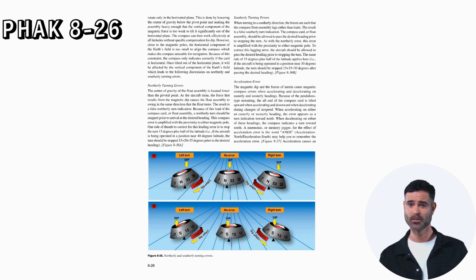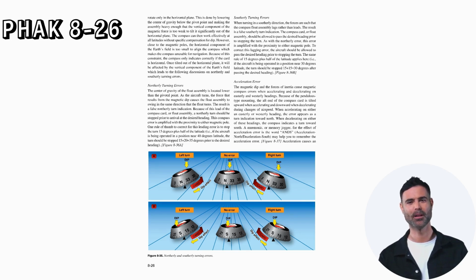However, close to the magnetic poles, the horizontal component of the Earth's field is too small to align the compass, which makes the compass unusable for navigation. Because of this constraint, the compass only indicates correctly if the card is horizontal. Once tilted out of the horizontal plane, it will be affected by the vertical component of the Earth's field, which leads to the following discussions on northerly and southerly turning errors. Northerly turning errors.